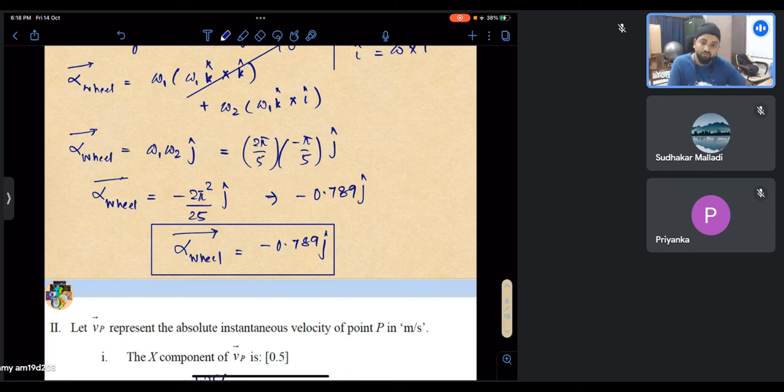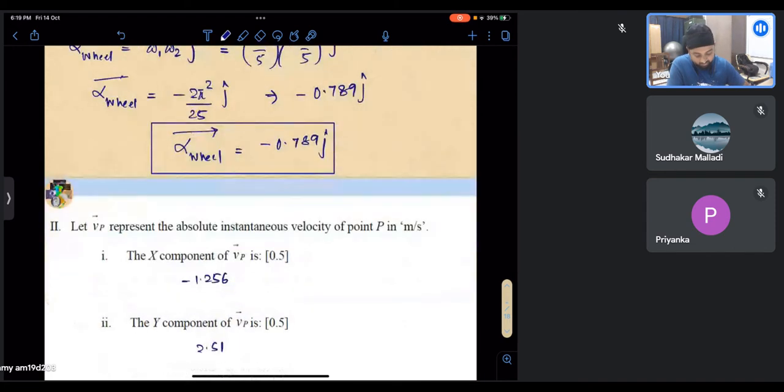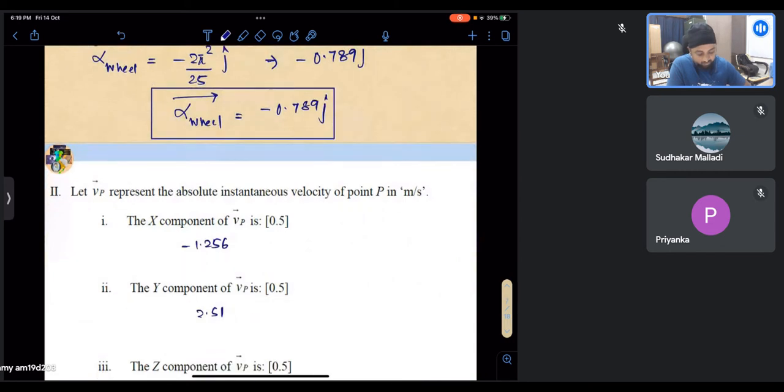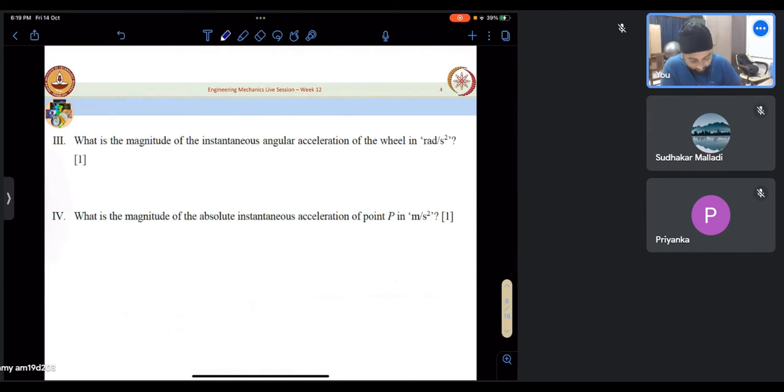So although our wheel and the arm that connects the wheel to our axle rotate, everything is rotating with a constant magnitude, constant speed, so to speak, we still have an angular acceleration for that wheel because of the directional change. So our angular acceleration for the wheel comes out as minus 0.789. Magnitude is asked, so it is equal to 0.789 j cap.